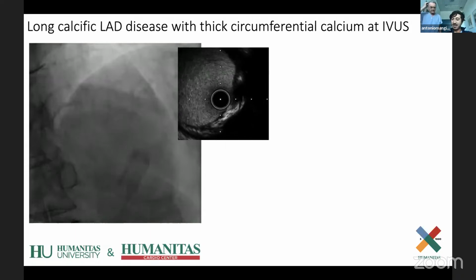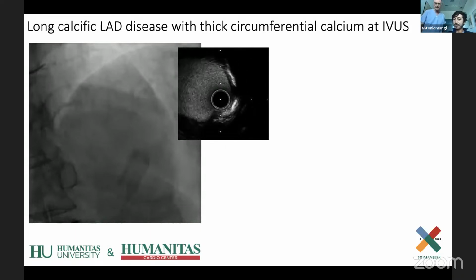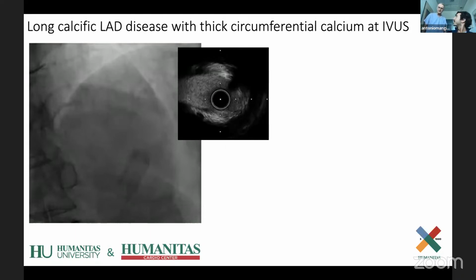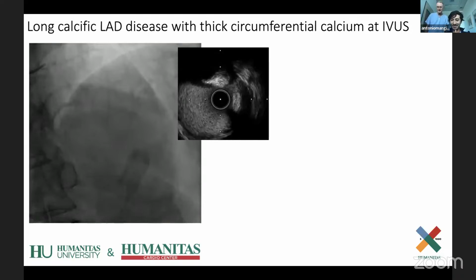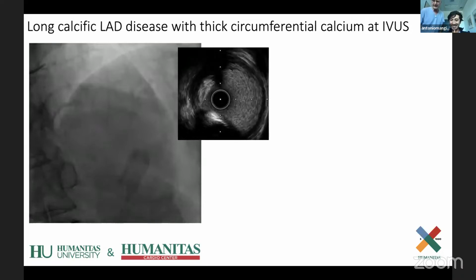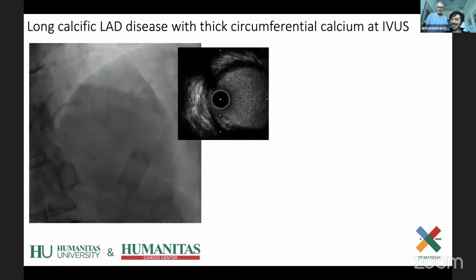No, to me, it's too big for rotablation, unless you are still using a 2.5 burr. That is difficult to find, especially to find a 9 French guiding catheter.